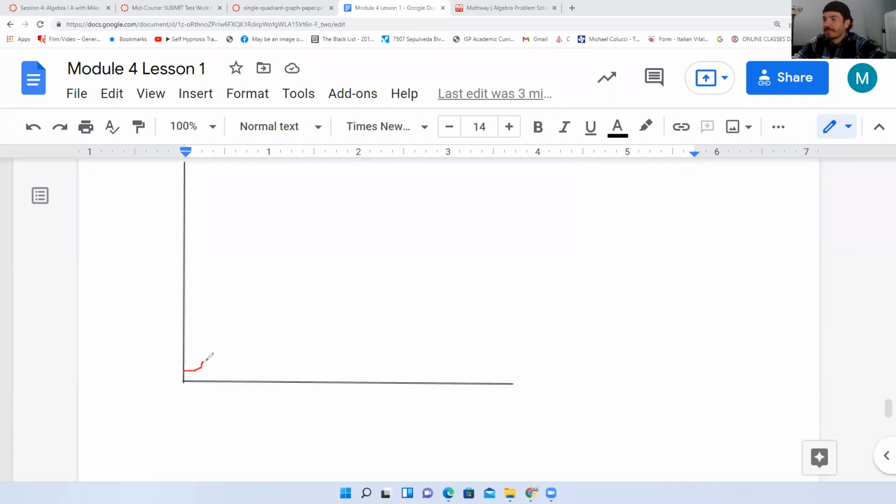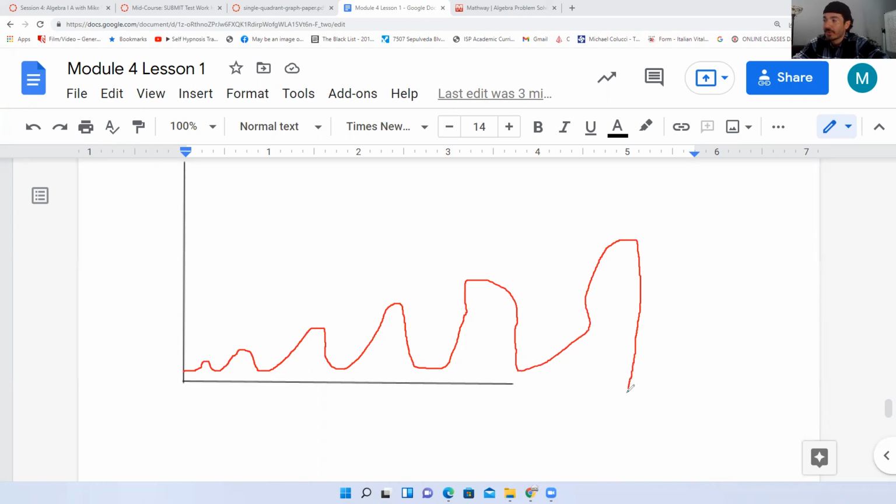I swing up, I come back down, right? It doesn't matter that I swung forward or backwards. It's just modeling height on that vertical. I swing up, I come back down because I made it a little bit higher this time. Swing up, I come back down. I swing up as high as I can, and then I jump off the thing and I plummet to the ground.